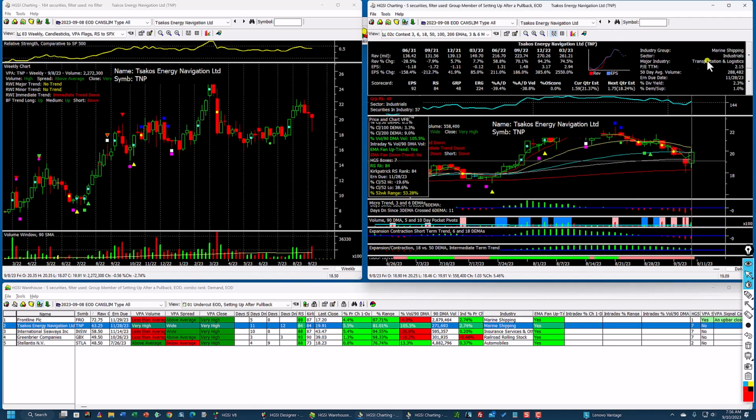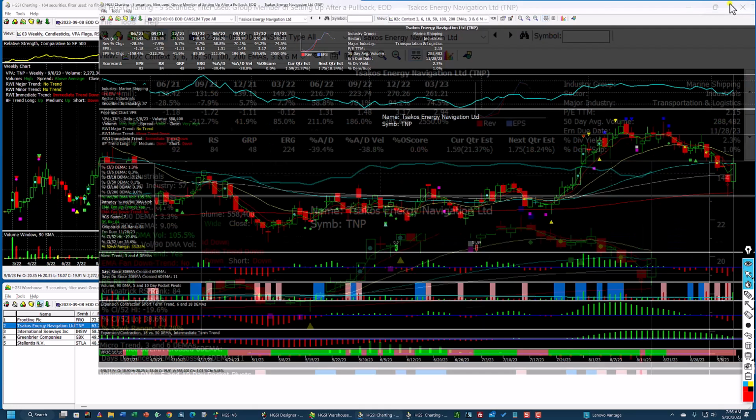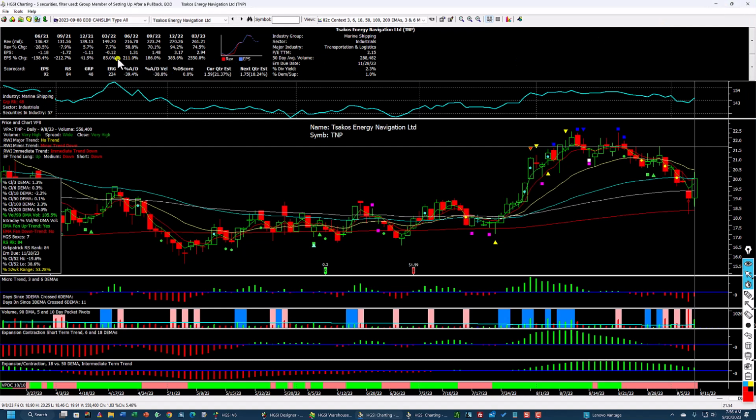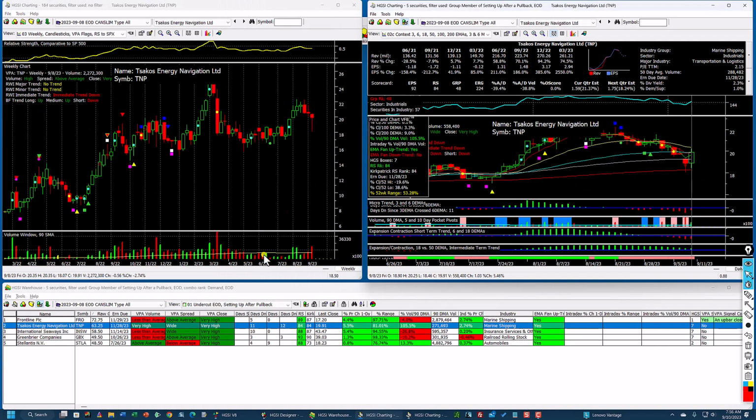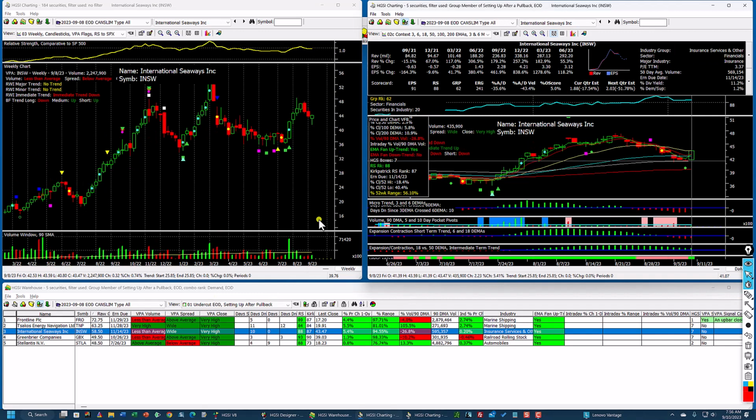This is another marine shipping stock. And look at the earnings growth on this stock. Now this pulled back pretty sharply like the Frontline stock did, but it's setting up also. Once again, same group. It's turning up. Let's just go down the list here.